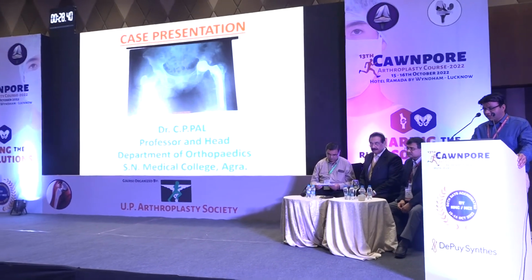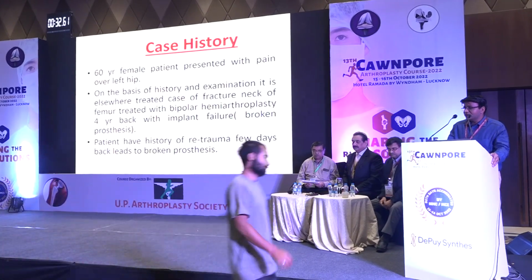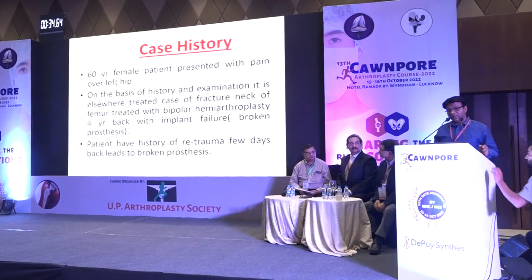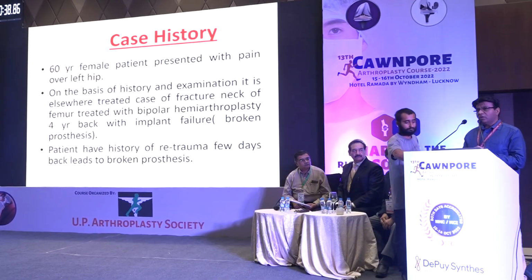This is a case of revision hip arthroplasty with severe osteoporosis, broad type C canal, a broken cemented bipolar, and protrusio. This is a common condition, but I would like to share my few experiences. Sometimes it is really very difficult to go for these cases.